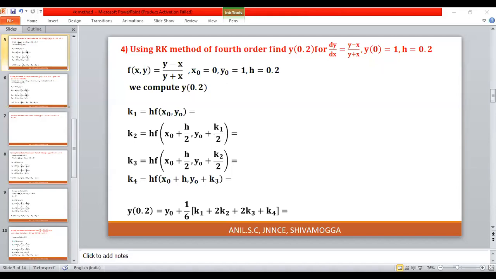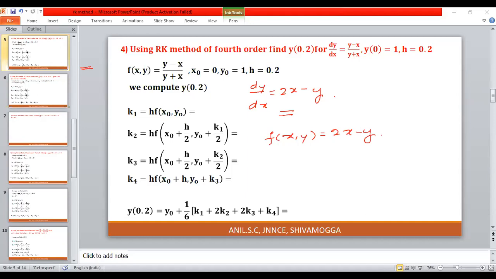Here, dy by dx plus y is equal to 2x. Therefore, dy by dx is equal to 2x. Transform this y to RHS, we get minus y. dy by dx is equal to 2x minus y. Therefore, f of x comma y can be regarded as 2x minus y.